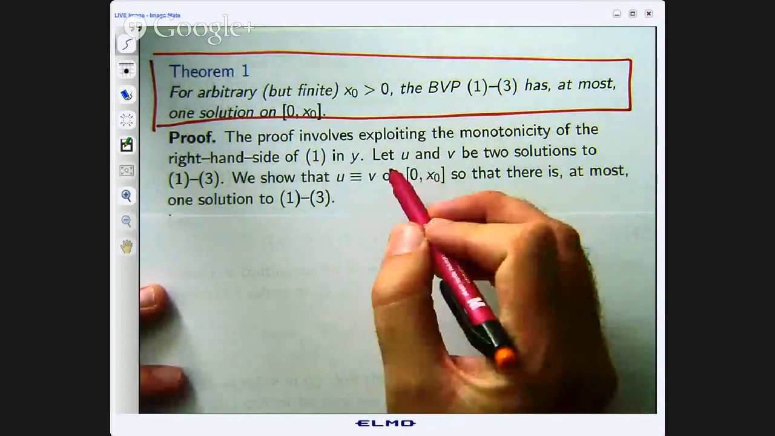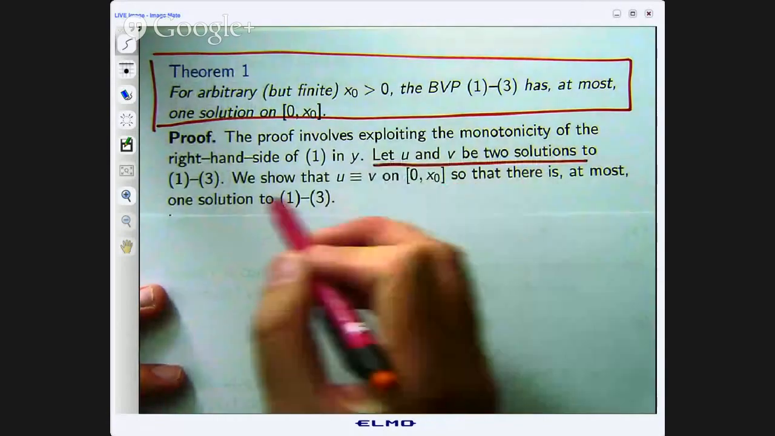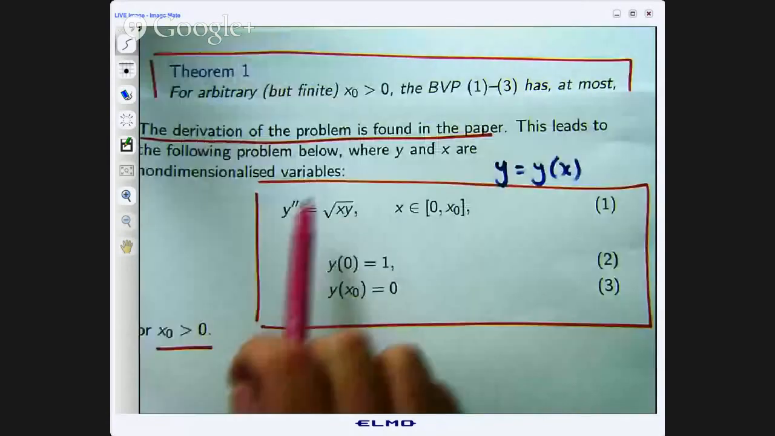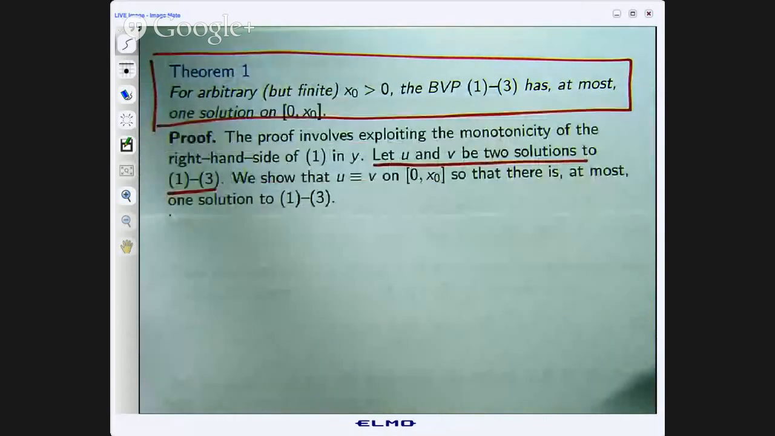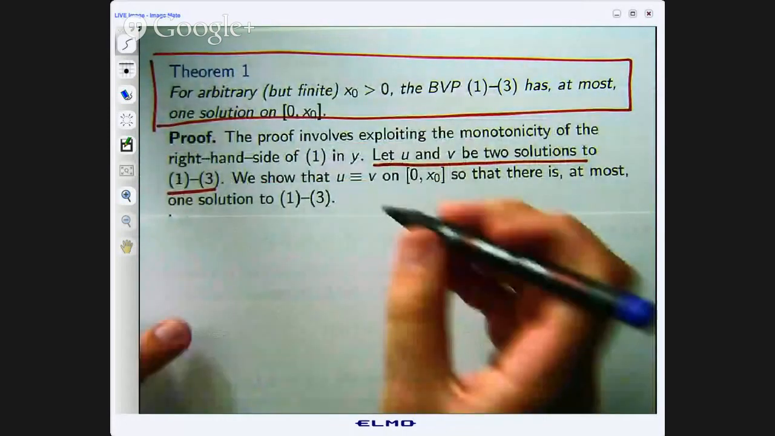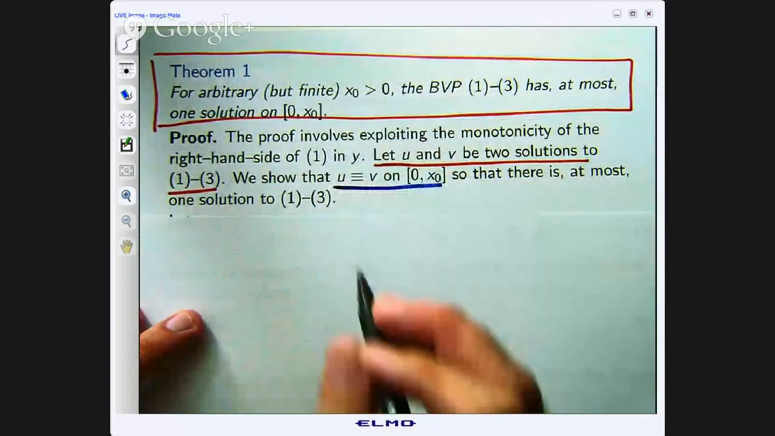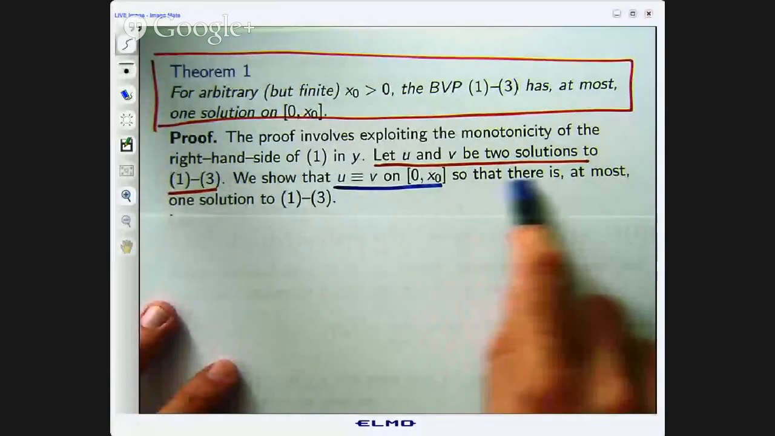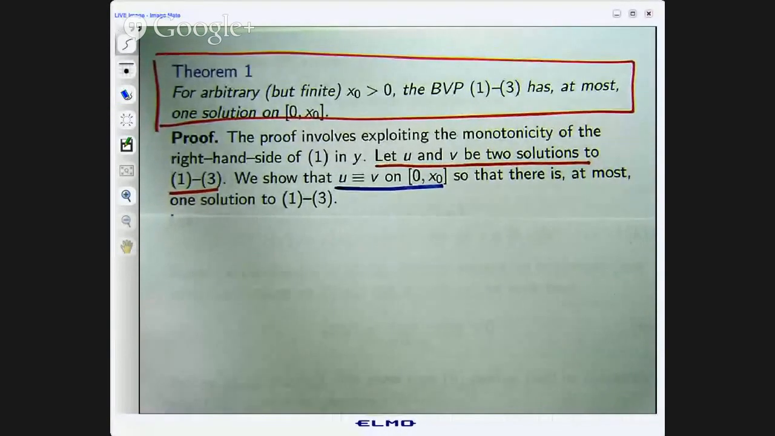So what we're going to do is let u and v be two solutions. So they're functions of x and they both satisfy this problem here. What we're going to do is show that if there are two solutions, then they are identical on the interval. That means that they are one and the same solution. So any two solutions must be identical. So that means there is at most one solution.